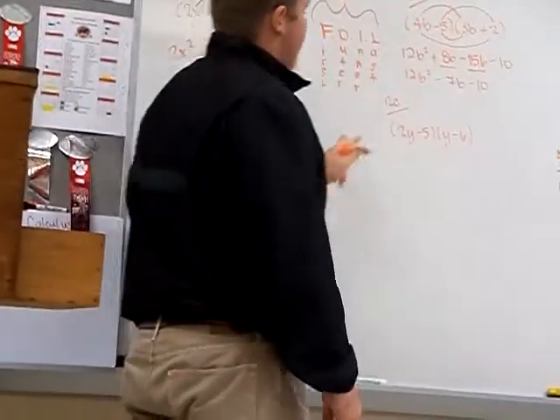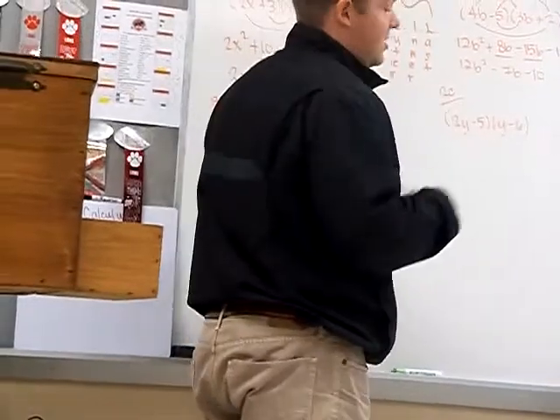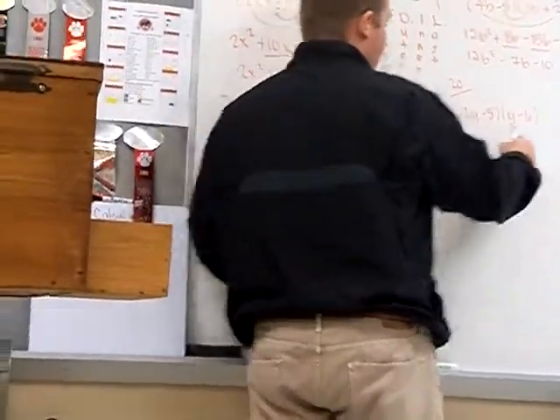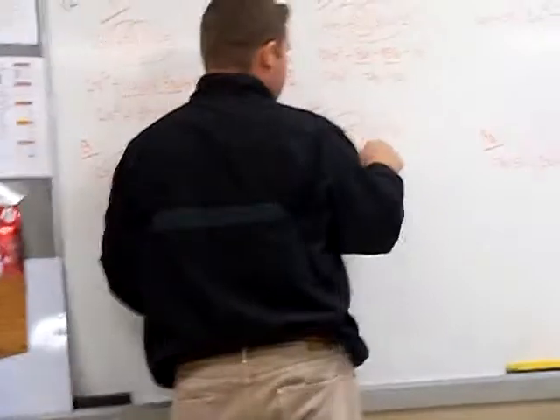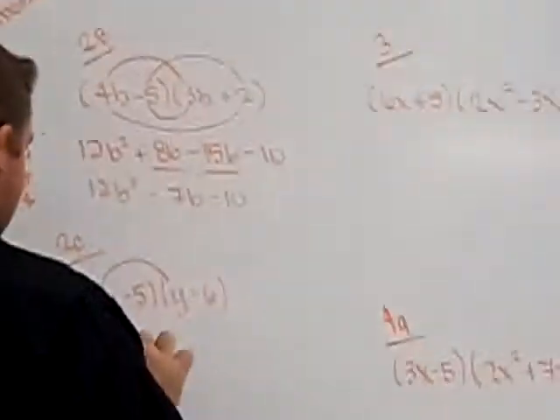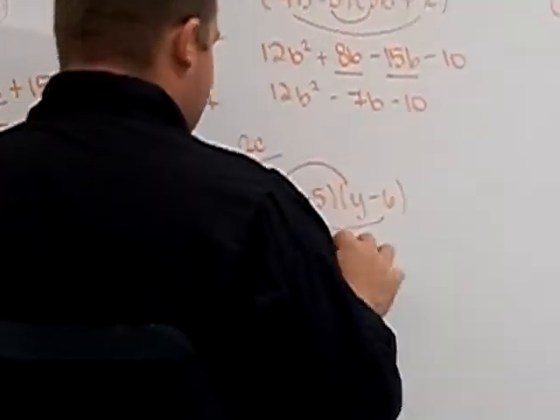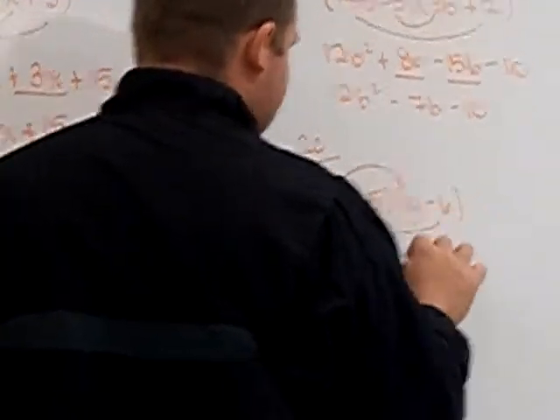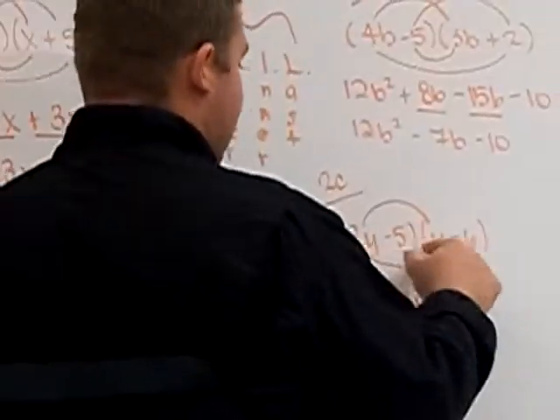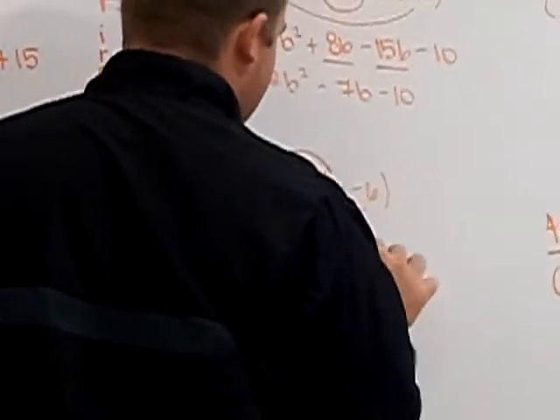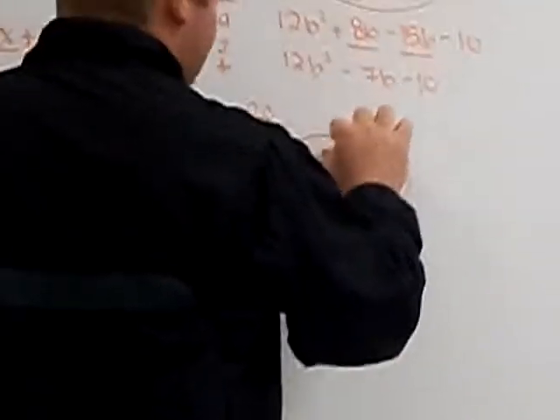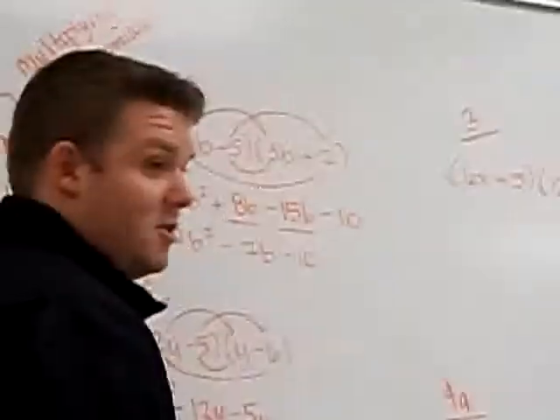All right, let's go over this one. If I'm working this one, first, outer, inner, last, the same rules. So I'm going to take 2y times y. That's my first two terms. 2 times 1 is 2, y times y is y squared. My outer terms, 2y and negative 6. 2 times negative 6 is negative 12y. My inner terms, negative 5 and y. Negative 5 times 1 is negative 5y. My last terms are negative 5 and negative 6. Multiplying two negatives becomes positive, and 5 times 6 is 30.